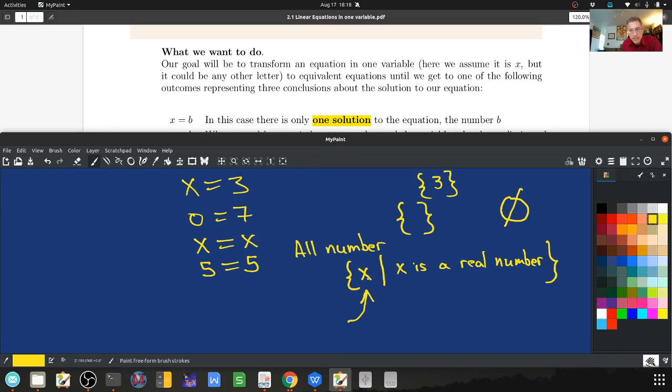So remember, this is a set. What's in the set? Numbers. What are those numbers like? Any real number is in there. So that's the case when all numbers work. And we'll look at those.